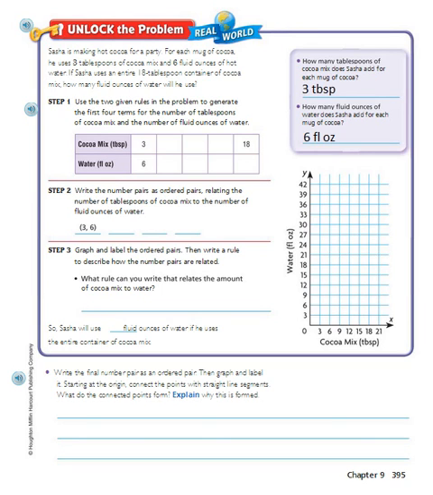Look at step 1. Use the 2 given rules in the problem to generate the first 4 terms for the number of tablespoons of cocoa mix and the number of fluid ounces of water. Let's start with the cocoa mix. Each time, Sasha's adding by 3. So we start with 3, next comes 6, 9, 12. Now notice how 15 isn't in the last box. They skipped it and put 18. That'll be important later on.